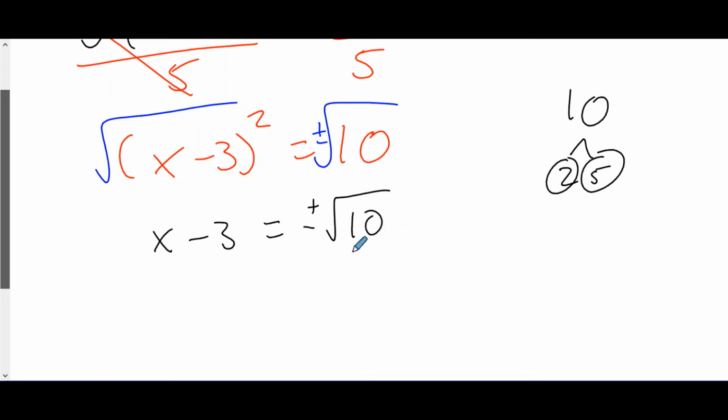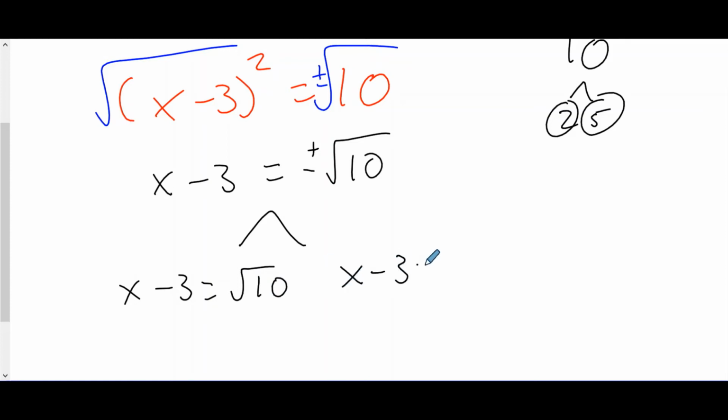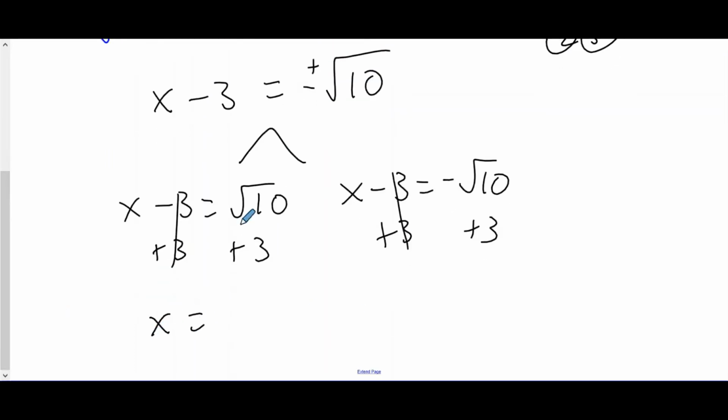And then my last step is I want to solve for x. So just like the problem previously, I'm going to split this up into two separate things. Either x minus 3 equals the square root of 10, or we have x minus 3 equals negative the square root of 10. So I add 3 on both sides. This cancels and this cancels. Now what do I do with this, the square root of 10 plus 3?